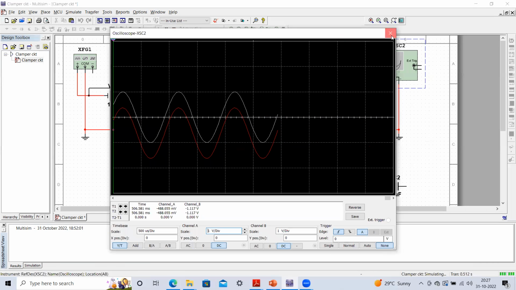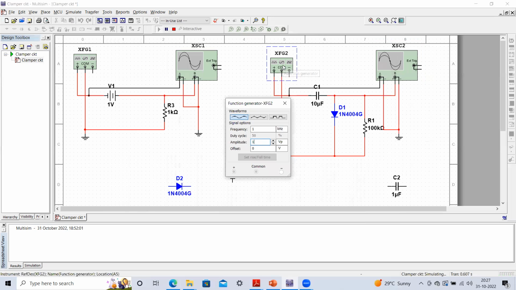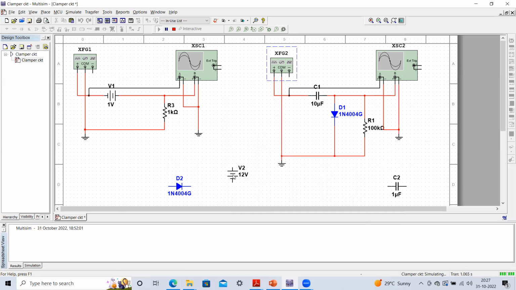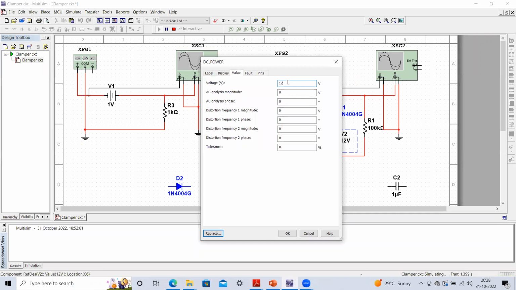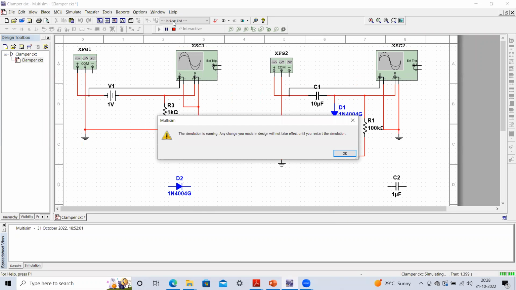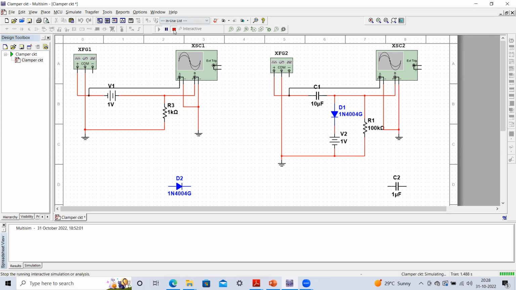You can change the waveform. You can choose any other waveform also. You can take the square wave, you can take the triangular wave, and you can observe the output waveform. Again, you can try to connect a DC power supply and try to see what kind of changes in the output waveform can be observed. Just make it 1 volt, and then try to see what kind of waveform we are going to observe.